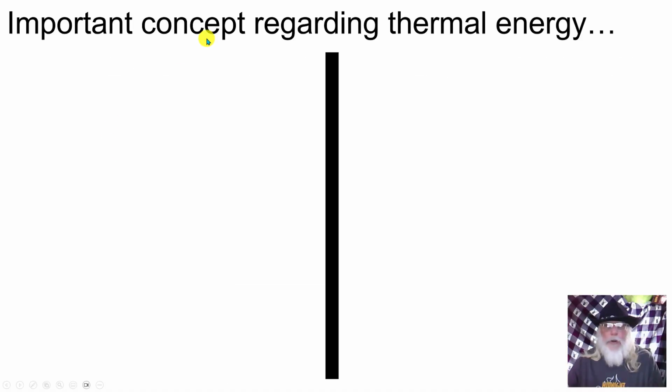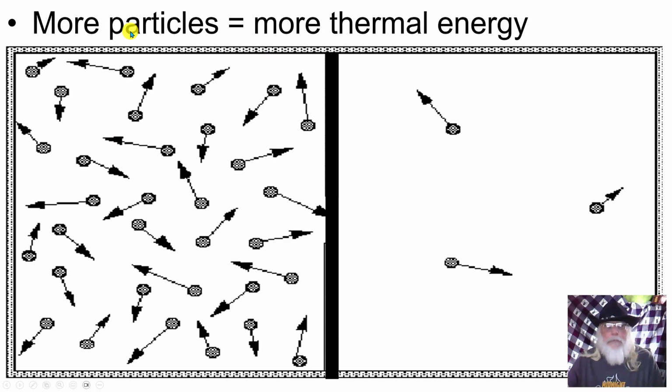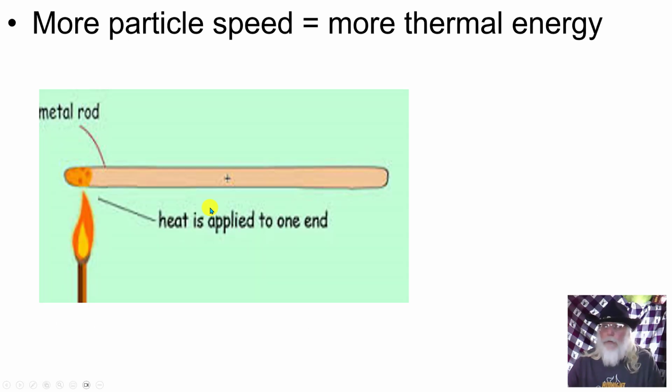An important concept regarding thermal energy. Number one, more particles equals more thermal energy. So on the left and on the right, these are all moving at the same rate of speed, but there are quite a bit more particles on the left than there are on the right. Therefore, there are more particles in the sample on the left. The other variable would be particle speed. More particle speed equals more thermal energy.